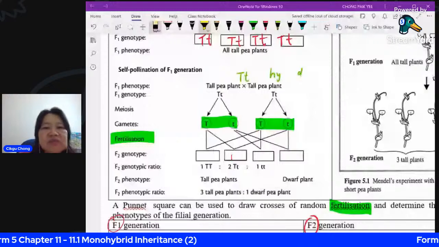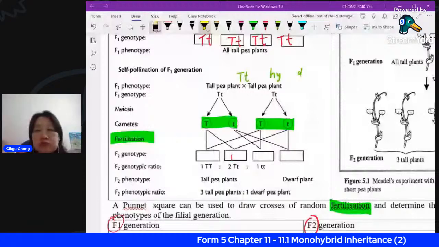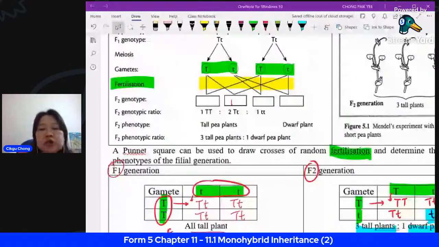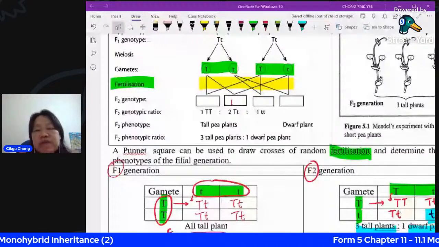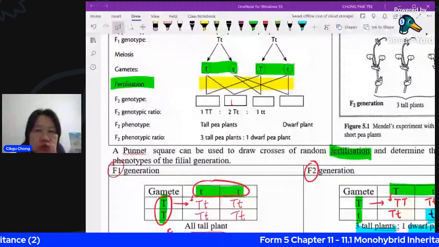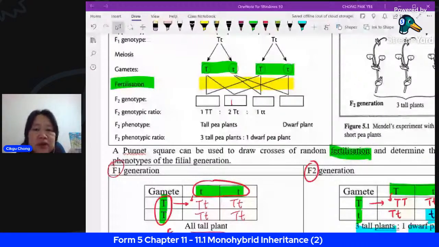So for monohybrid, no need to draw a Punnett Square, because it's simple to draw 1, 3, 1, 4, 2, 3, 2, 4. But you will need your Punnett Square for dihybrid inheritance, next week's lesson, where you look at the inheritance of 2 characteristics at the same time. I hope that today's lesson is clear. All right, so this one I just mentioned, no intermediate.